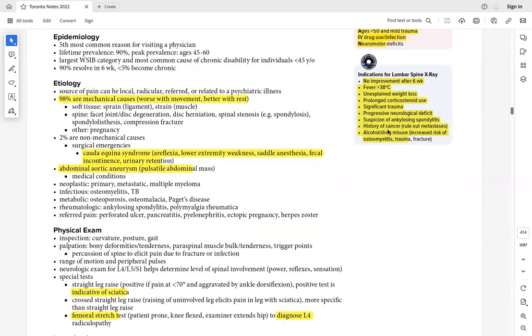Otherwise, no X-ray. He's coming to you for the first time, he's fine, he's just saying that I have back pain. Then no X-ray. Mostly, 98% of the time, it is mechanical and it resolves on its own.